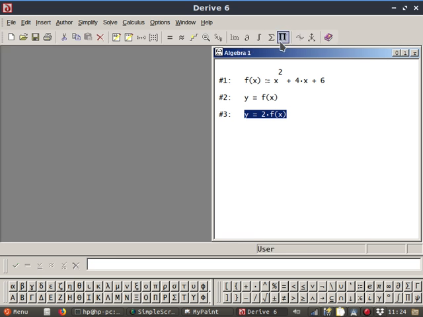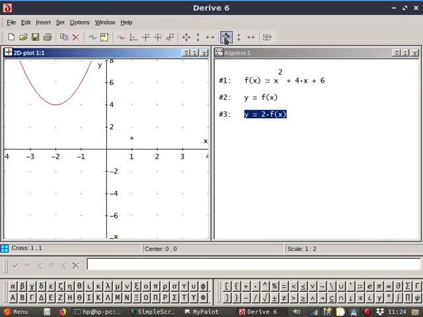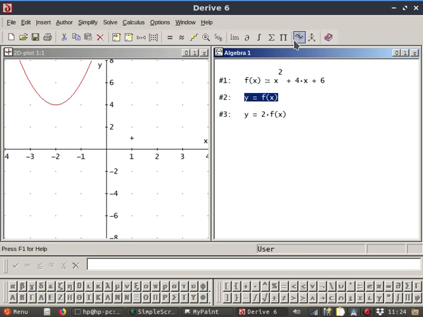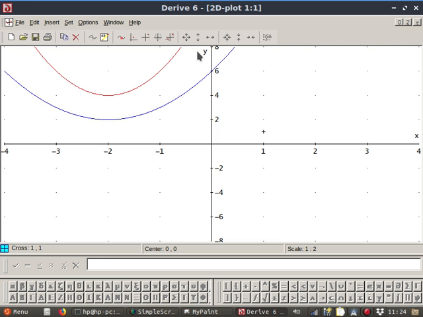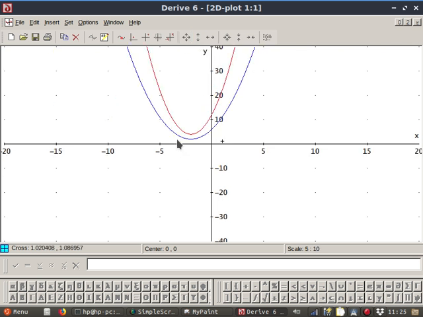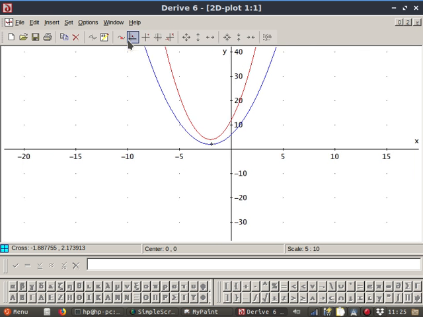Let's draw this now. Sorry, I should have drawn this first. Okay, so let's see if I can zoom out. So first you have the blue, then you have the red. So what happens is the heights are twice as big. For example, maybe I'll zoom in here. Center on origin.